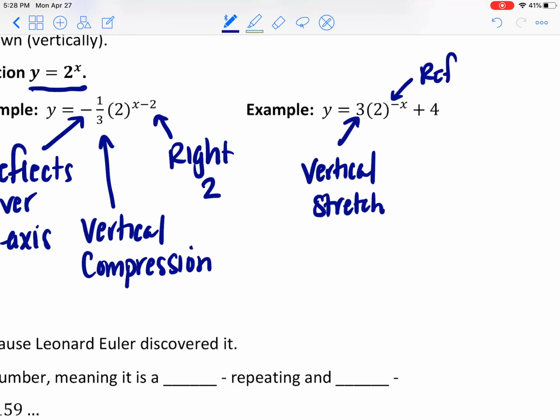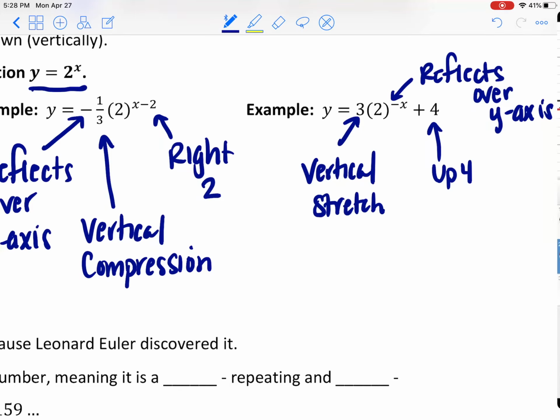Okay? And one more. So this time we have a vertical stretch of the graph. I lost my word for a second. A vertical stretch by a factor of 3. This negative is going to make the graph reflect over the y-axis. And then this +4 makes the graph go up 4.